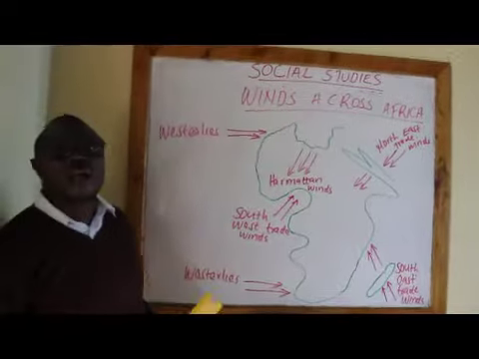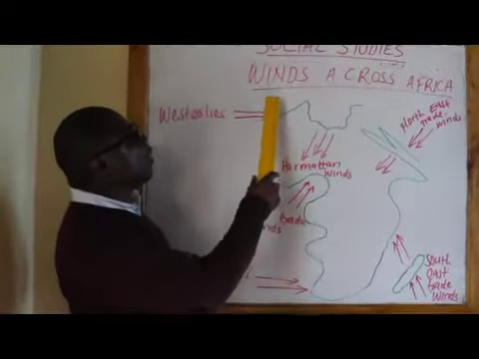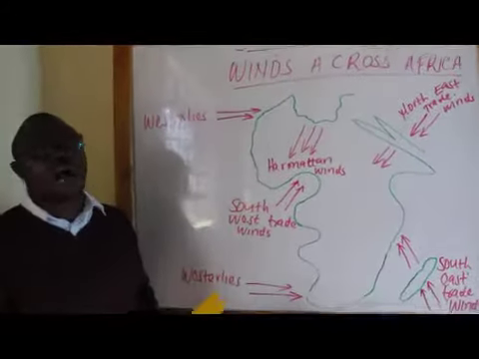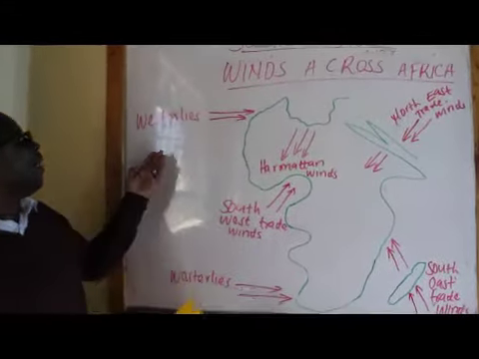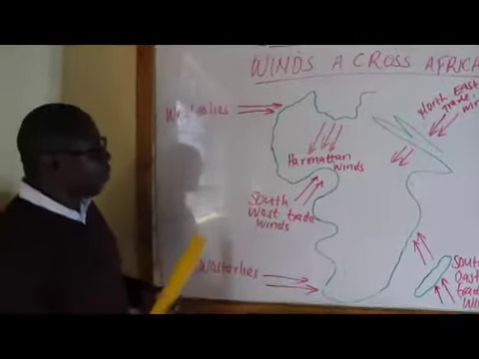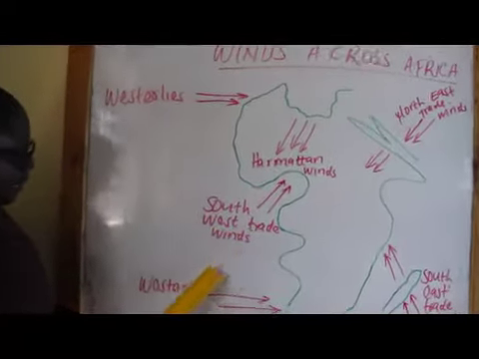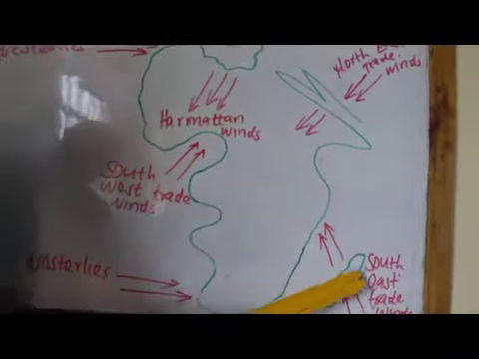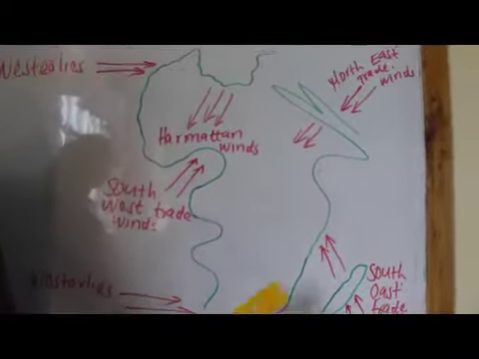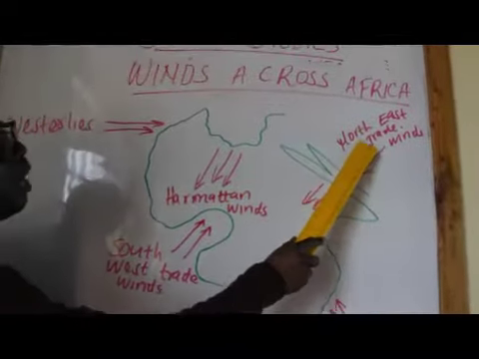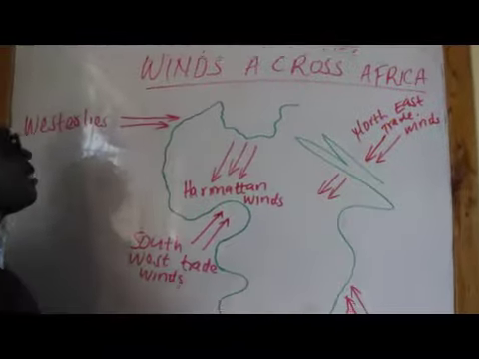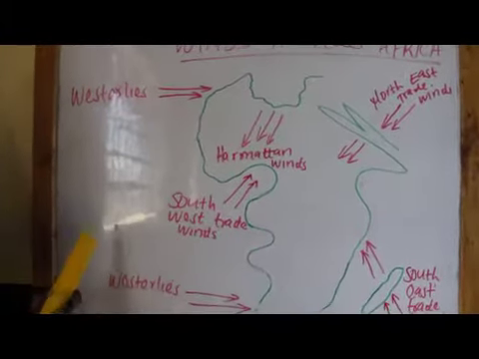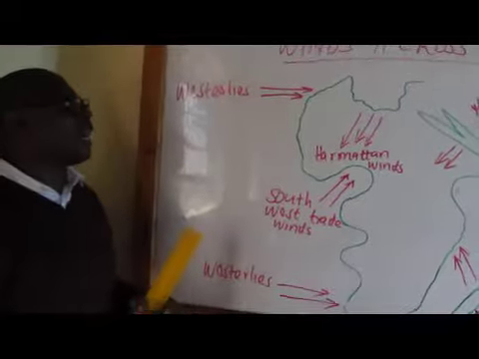My dear pupils, we would also like to talk about the winds that blow across Africa. We have westerlies winds, southwest trade winds, southeast trade winds, Harmattan winds, and northeast trade winds. These are winds that blow across Africa.